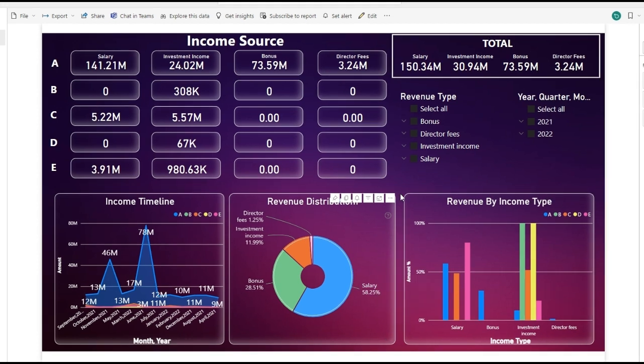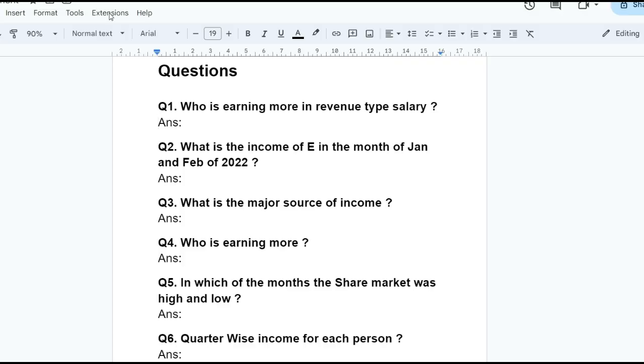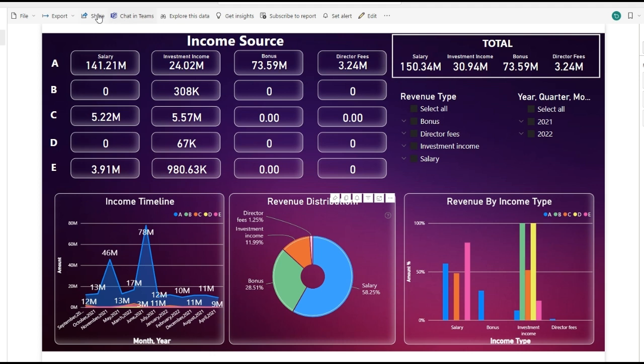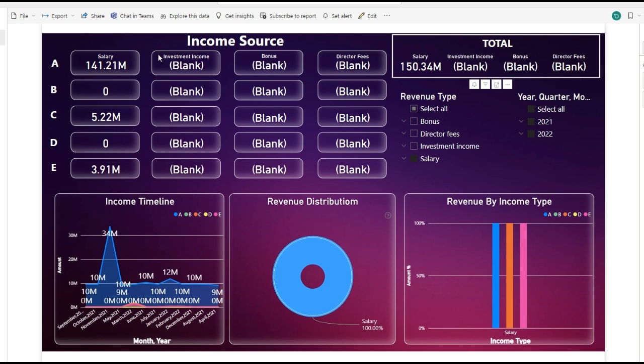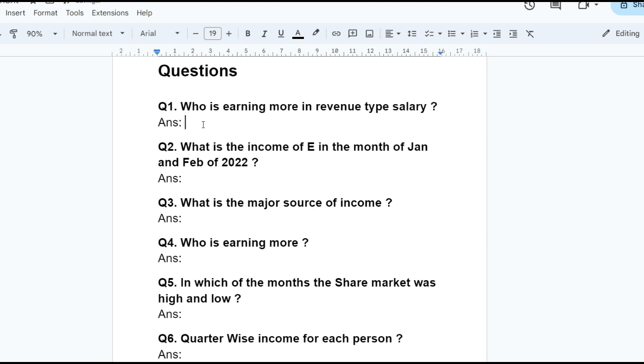Now, to show you how this dashboard will help you get the results, I have created some questions. Let's solve them. The first question is: who is earning more in revenue type salary? So we have to find out which person is earning more in the salary column. Coming to the revenue type, we can select salary here, and this will give you the information on who is earning the salary. As we can see, A is earning the highest amount of salary. So the answer here will be A.